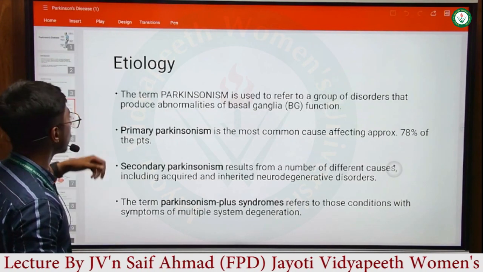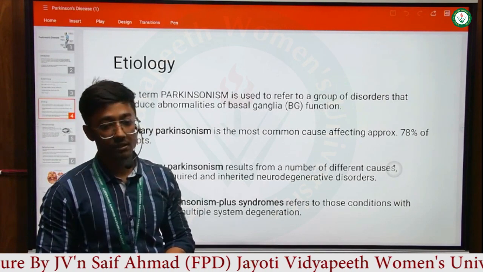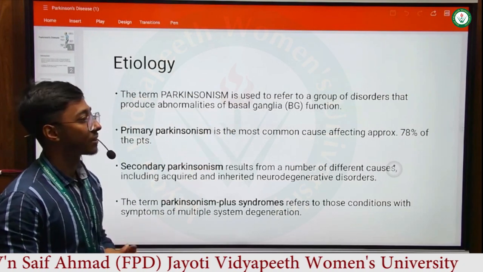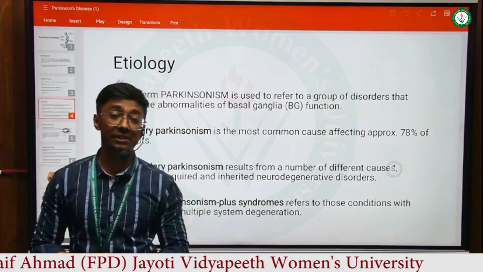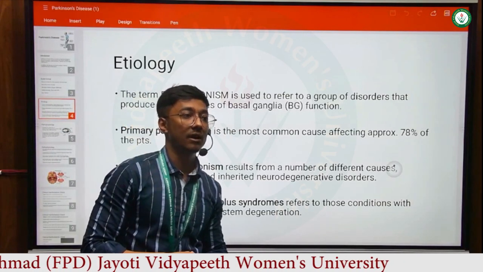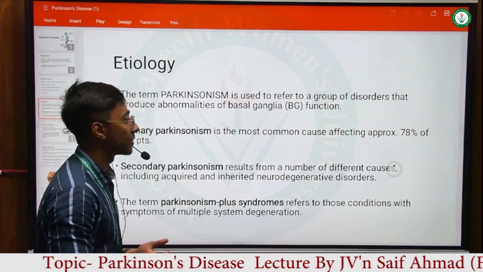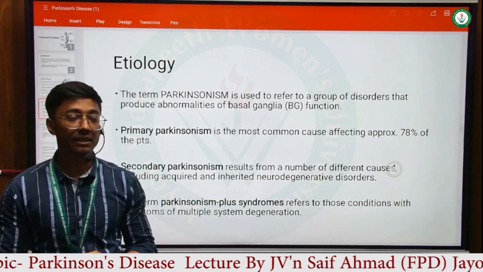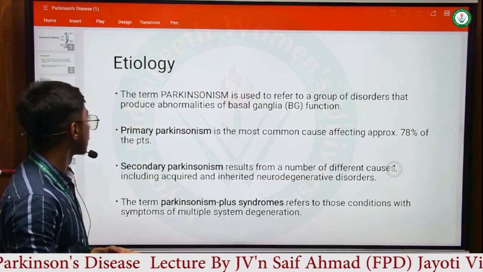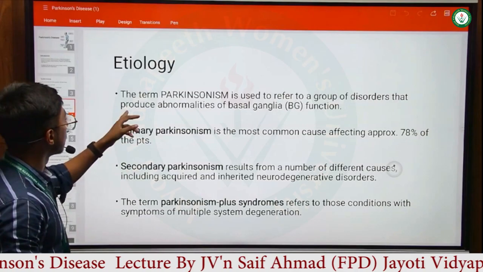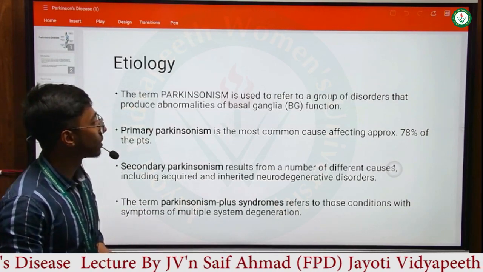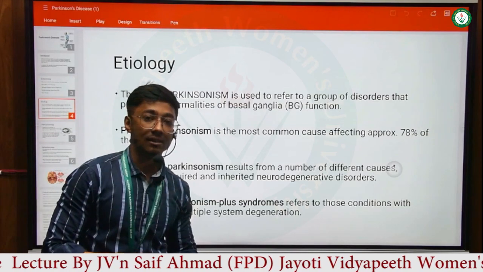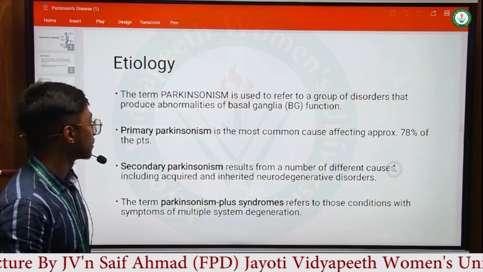Then, etiology. Etiology is basically how Parkinson disease occurs. Here is the basal ganglia. First we have to know what the basal ganglia is. The basal ganglia is a part of the central nervous system present in the brain, which is responsible for voluntary movement, postural stability and other types of movements in the body. Parkinson disease is used to refer to a group of disorders that produce abnormality of basal ganglia function, that is postural instability, involuntary movement, etc.